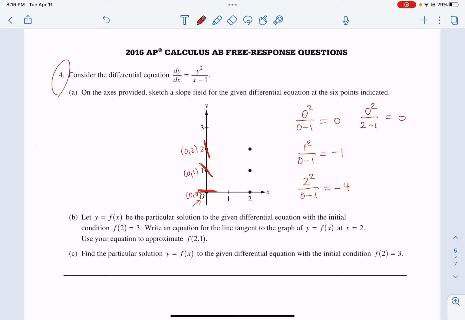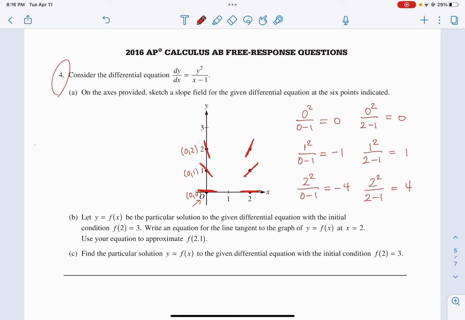For (2, 0), we get 0 squared over 2 minus 1. It's going to be 0, so another 0 slope there. For (2, 1), we get a slope of 1. For (2, 2), we get 4 over 1, it's positive 4.